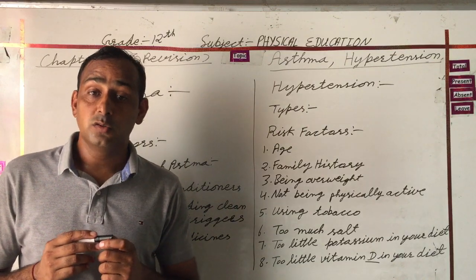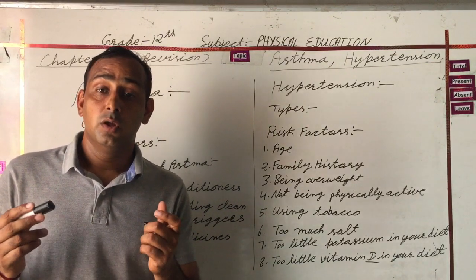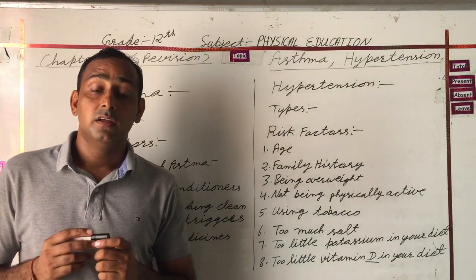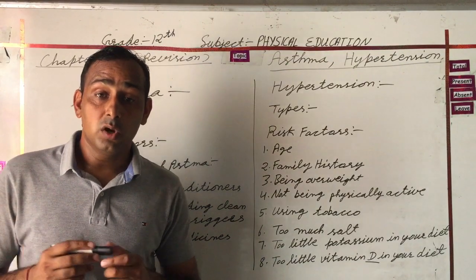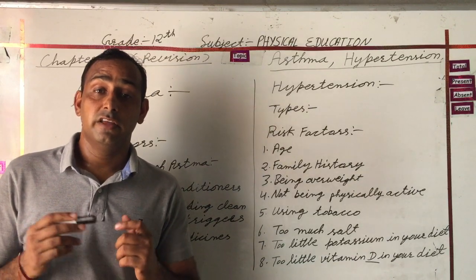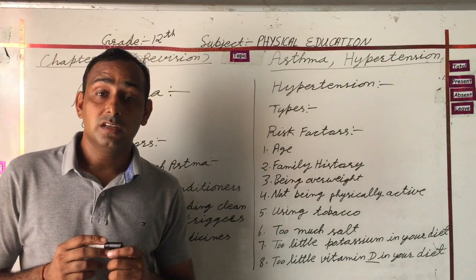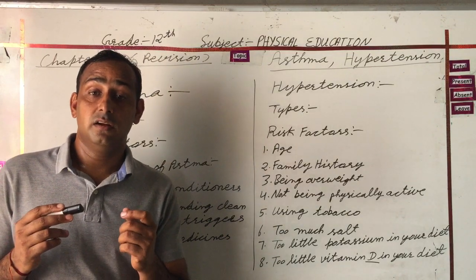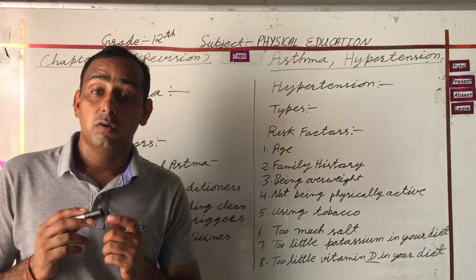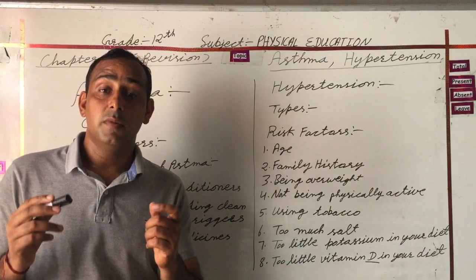allergens, such as house dust mites, animal fur, and pollen. One more is smoke, pollution, and cold air. Next is exercise. Next is infection like a cold or flu. The symptoms can sometimes get worse temporarily. This is known as an asthma attack.